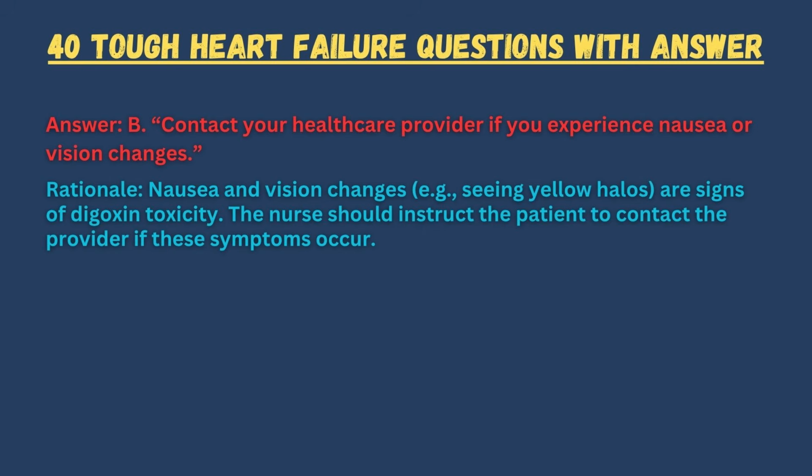Answer: B. Contact your healthcare provider if you experience nausea or vision changes. Rationale: nausea and vision changes, for example seeing yellow halos, are signs of digoxin toxicity. The nurse should instruct the patient to contact the provider if these symptoms occur.